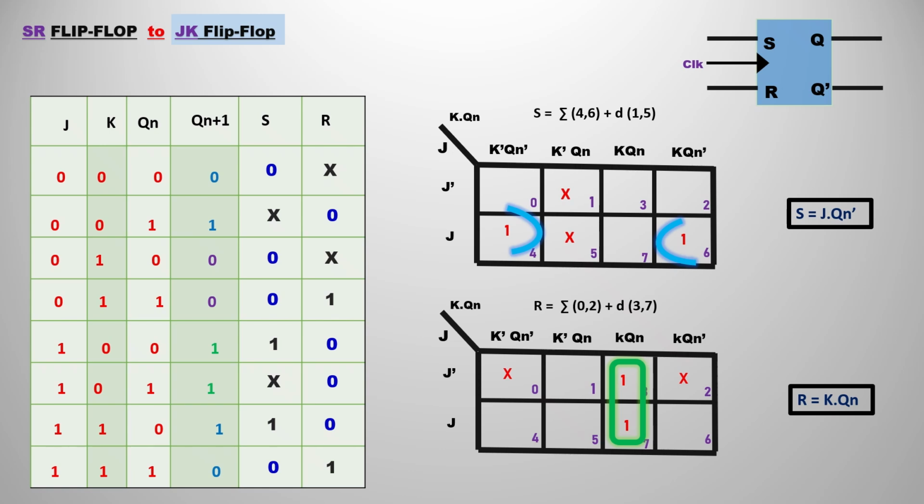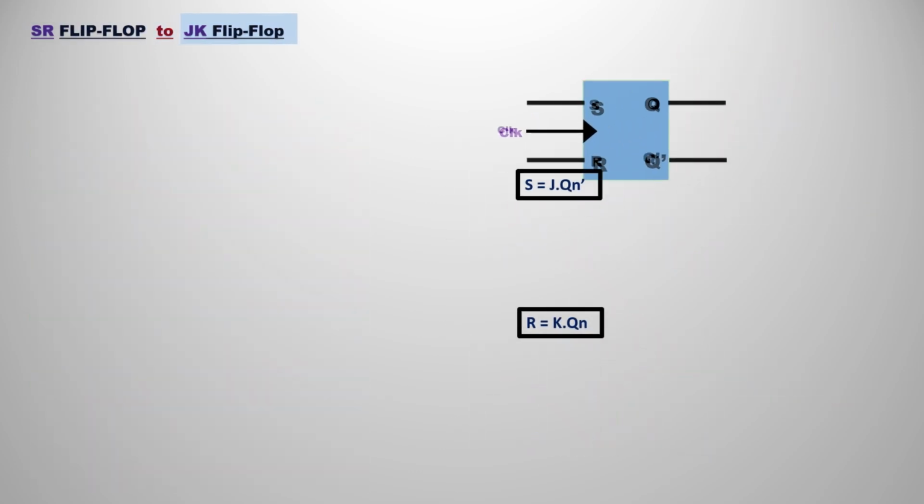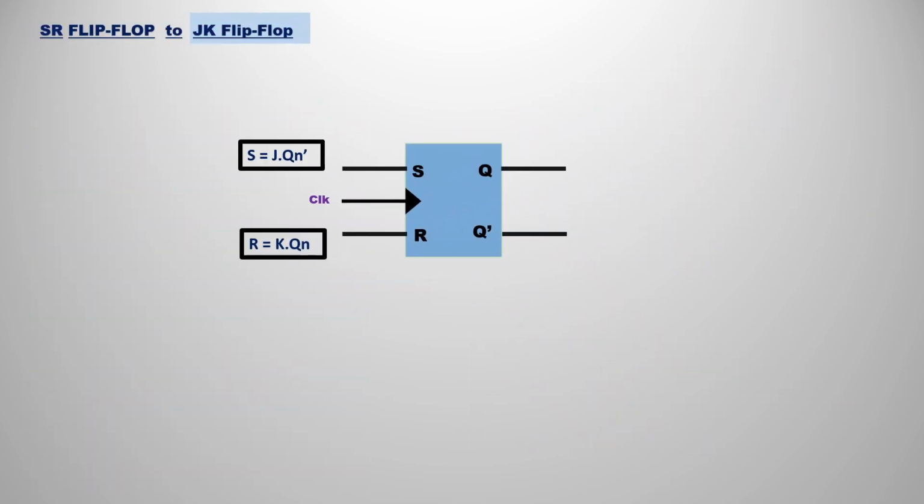In the same way, if you observe the next column R, the min terms are 0 and 2, and the don't care conditions are 3 and 7. So just fill the K-map and, at the 3 and 7 positions, make a group of 2 elements. You can simply have the output expression R as K, Qn. So finally we have the output expressions S and R.